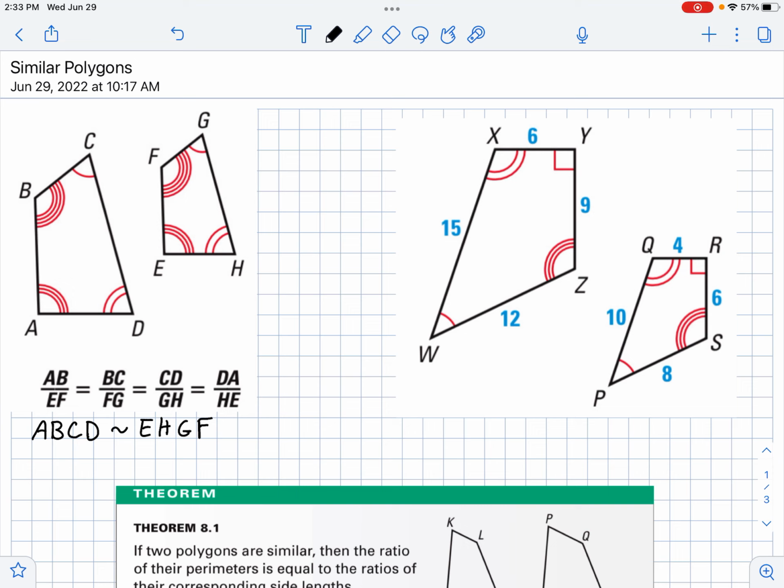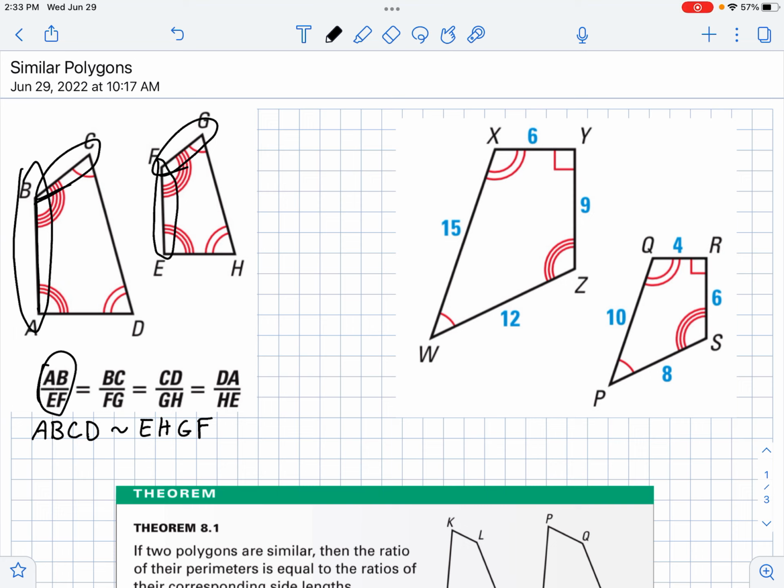The ratios. Look at this line, AB. If you put that over its corresponding side, over here, EF, notice BA over FE, okay? Make that ratio, and you get this first entry here. Now you notice that's equal to, if you take BC and put it over FG, you get the same ratio.